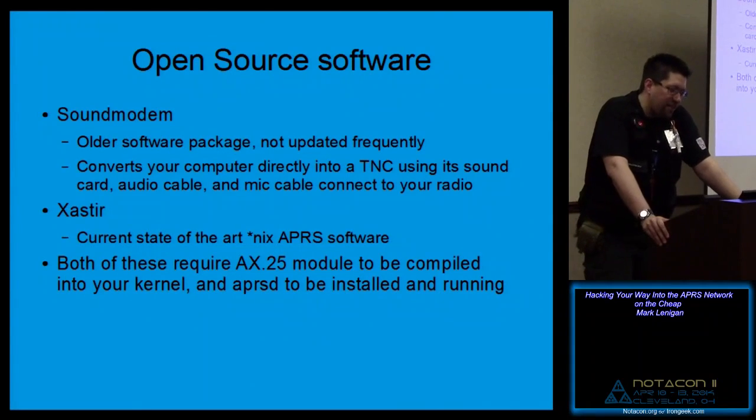Xastir is really the way to go. It's the state-of-the-art APRS software in Linux. And it's available in all of the major software repositories. You can just download it, configure it, and you're also going to have to compile an AX.25 module for your kernel and probably run APRSD for both of these. But I would say of all of them, Linux or BSD or that sort of thing, if you're looking to just get your computer connected to your radio quick and cheap, this is the way to go.